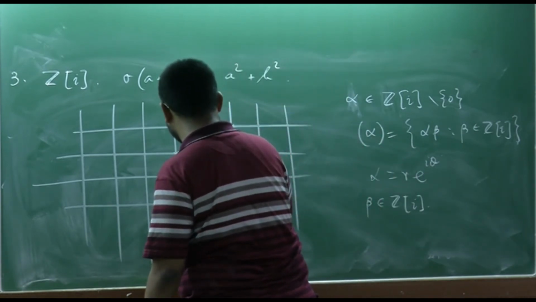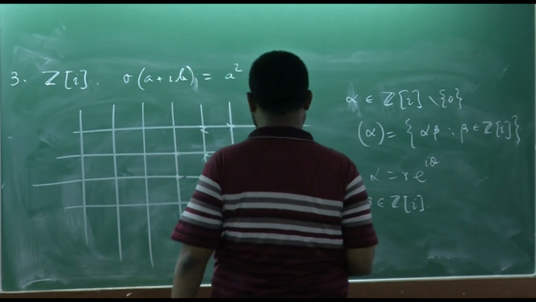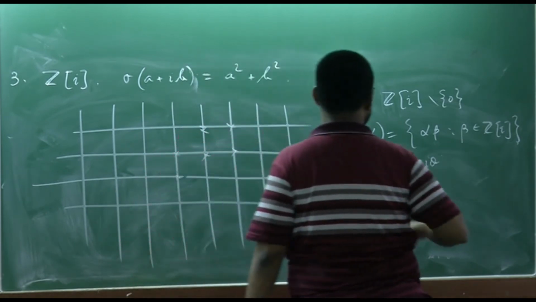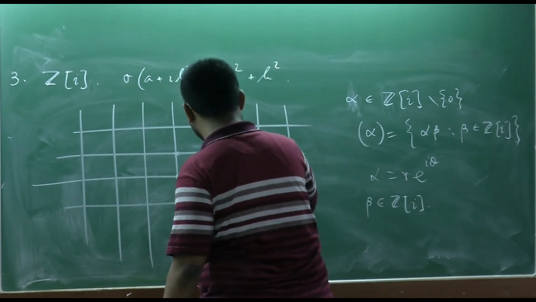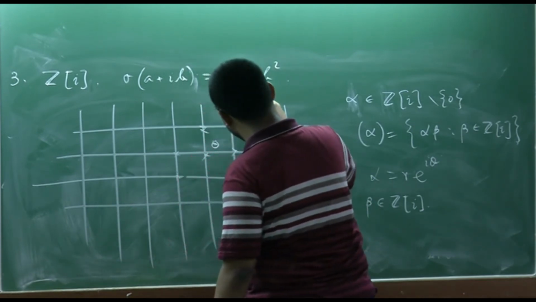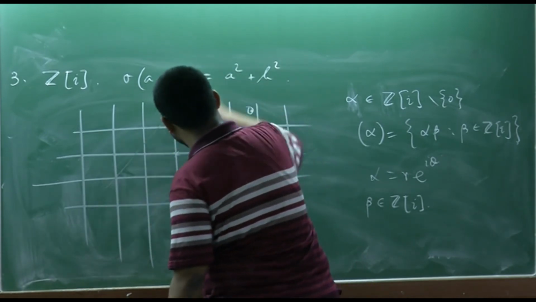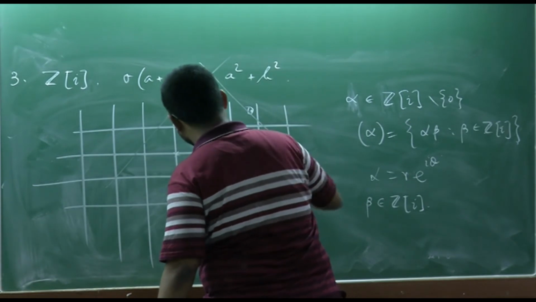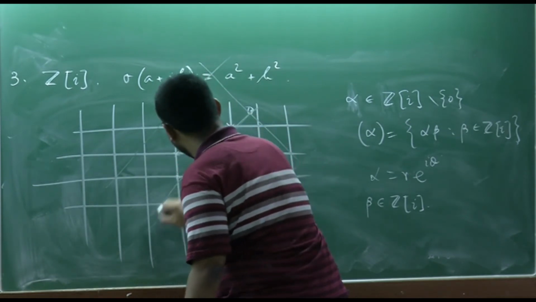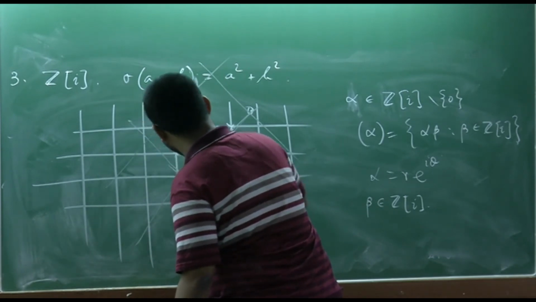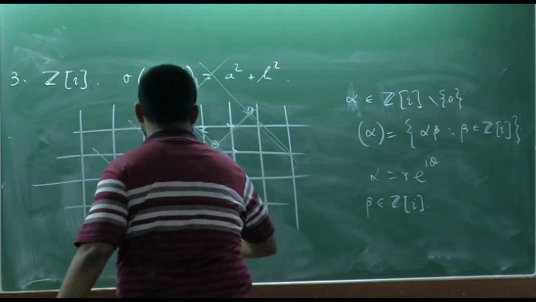if this is my origin, alpha may look like something like this, because it has been stretched out, and then apparently it will be there, then it will be there. So basically you will get another, larger grid, something like this.